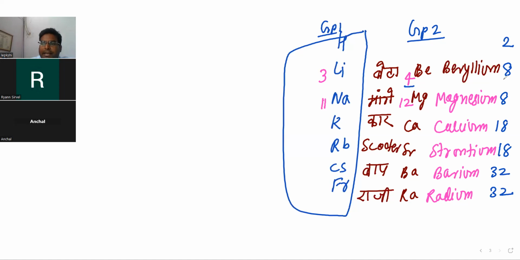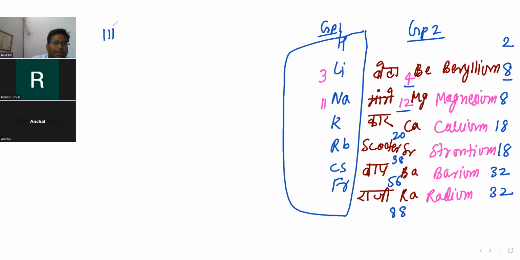So 4 plus 8 is 12. 12 plus 8 is 20. 20 plus 18 is how much? It is 38. 38 plus 18 is how much? 56. 56 plus 32 is how much? It is 88, right? So in this way, you can get the next atomic number.